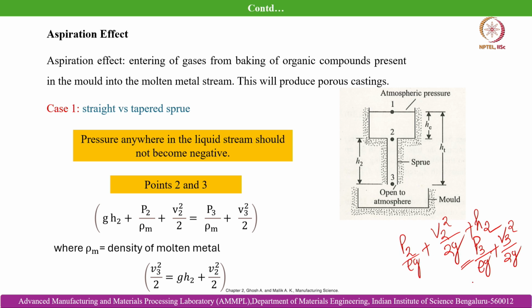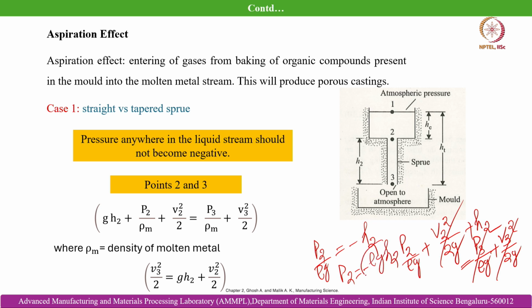So, this term gets cancelled off. Because it is open to the exposure, we can assume that V 2 is equal to V 3, so these terms get cancelled off. Then P 2 by rho g is equal to minus H 2, right? So then P 2 is equal to minus rho g H 2.